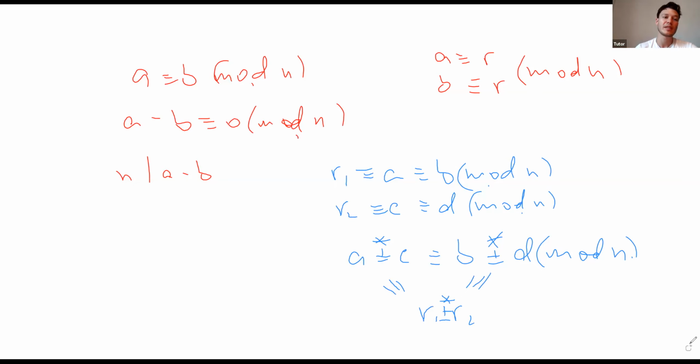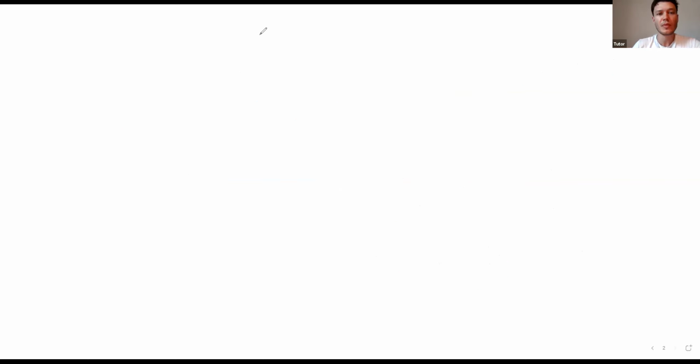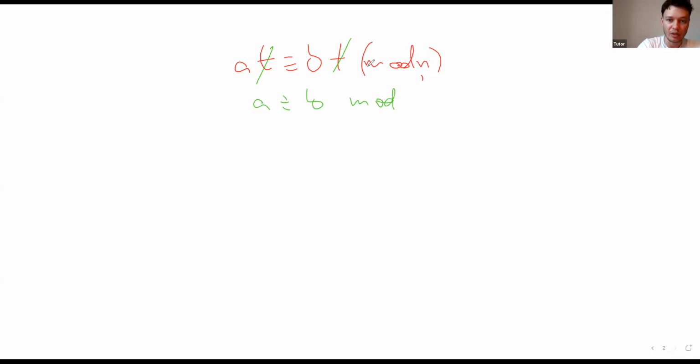Now, the more interesting case is division. What happens when I have division, and I want to simplify by something? Let's say that a times some number t is congruent with b times t mod n. When this happens, the question is, can I cancel t on both sides? Can I remove t here and here and say that a is congruent with b mod n? Can I do this or not?